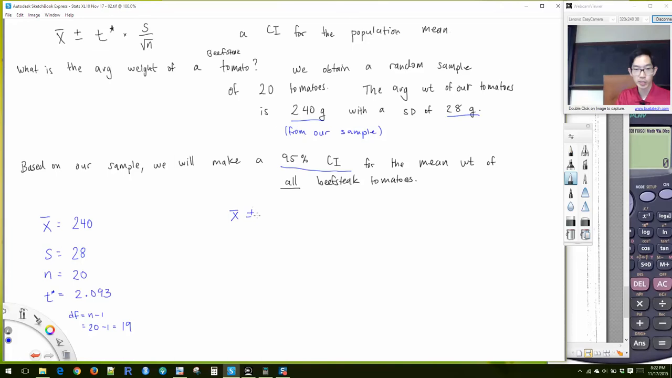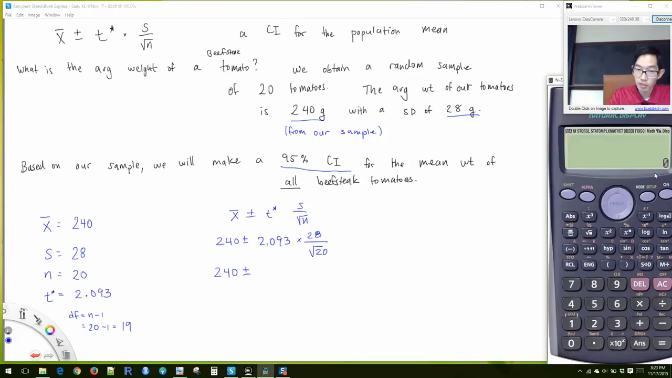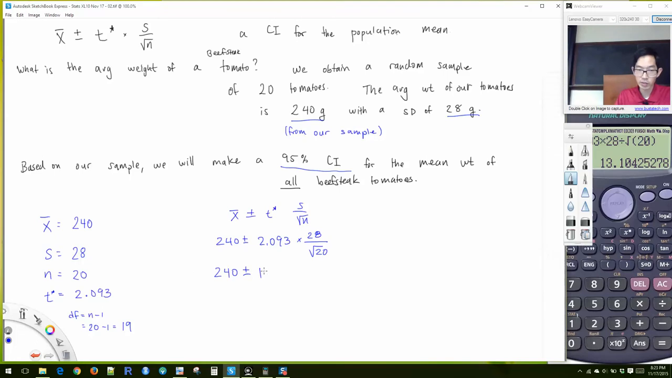X bar plus or minus T star times S over the square root of N. So I have 240 plus or minus 2.093 times 28 divided by the square root of 20. So this gives me 240 plus or minus, and then let's do our math here. 2.093 times 28 divided by the square root of 20. I get 240 plus or minus 13.1. I guess I could keep going.